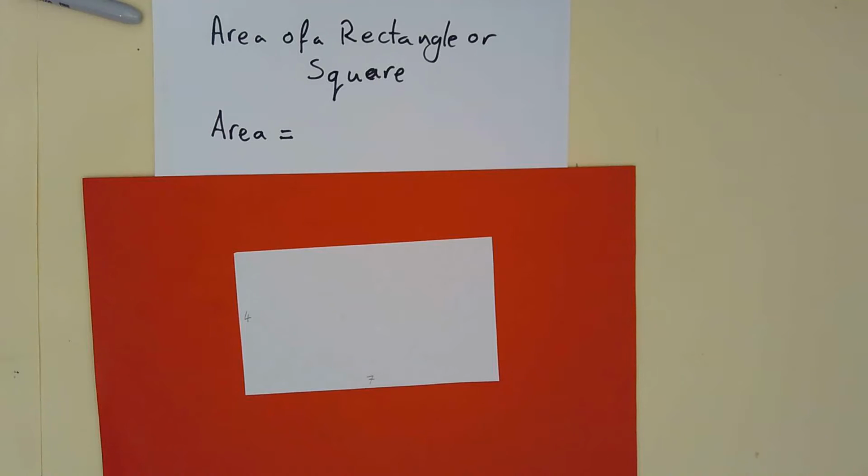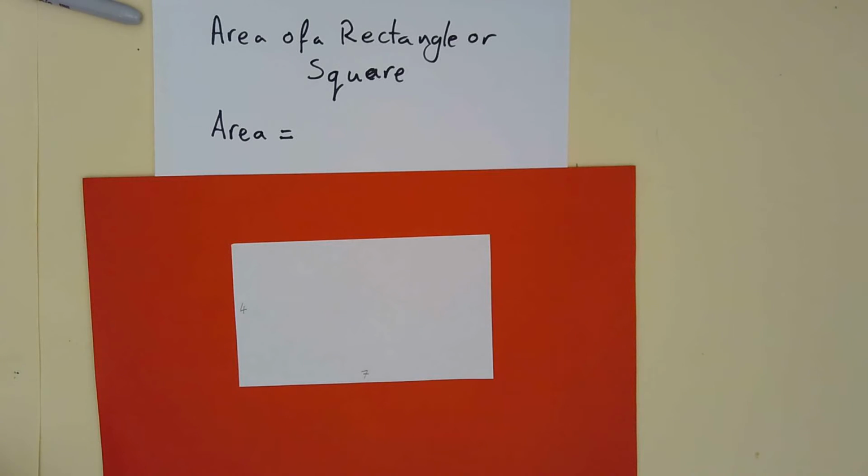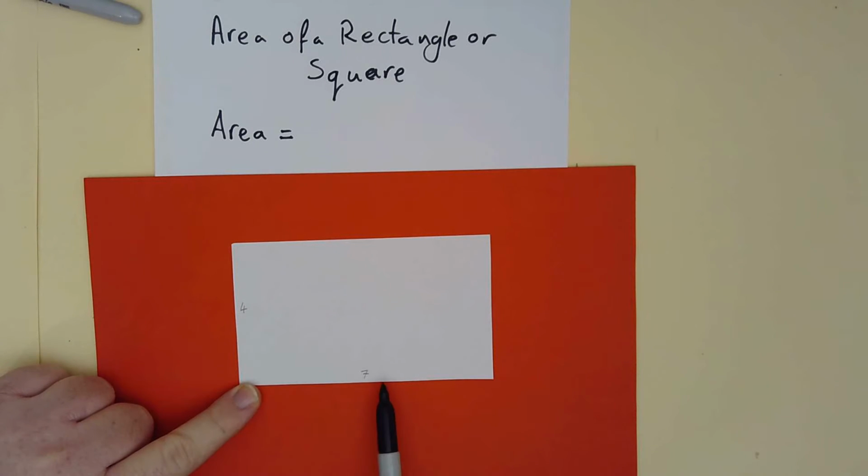We're going to start looking at some areas. Just going to do a little refresher. So we're going to start with a rectangle. This method could be equally used for a square. So I've got a rectangle here that is 4 by 7. How do I work out its area?